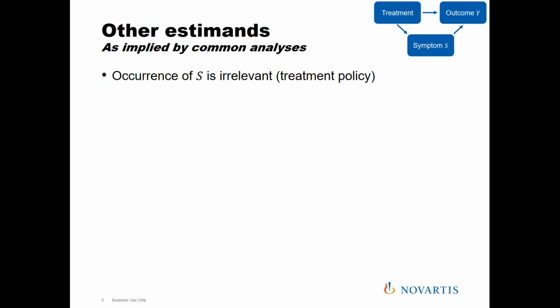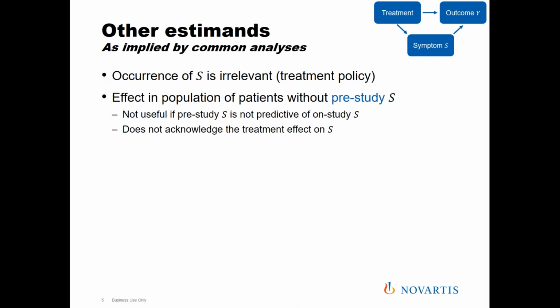Other analyses that are commonly done might imply other estimands. For example, if you say that the occurrence of this symptom S is irrelevant, you're essentially working with a treatment policy estimand. Maybe you do a subgroup analysis where you look at the effect in a population of patients without pre-study symptoms in some period of time. But this isn't so useful if pre-study symptoms is then not predictive of what might happen on study, and it also doesn't acknowledge the treatment effect on S.